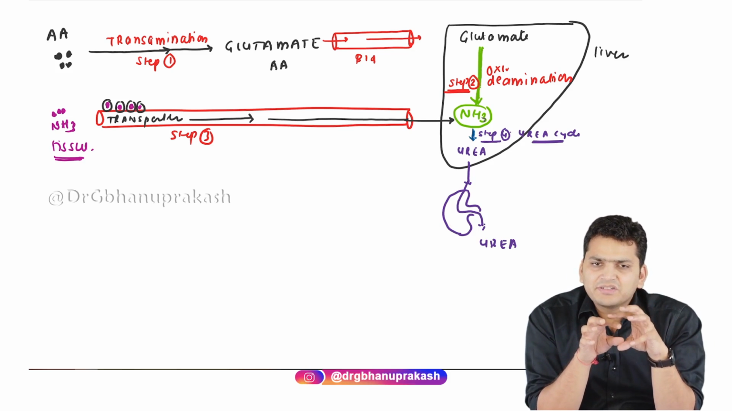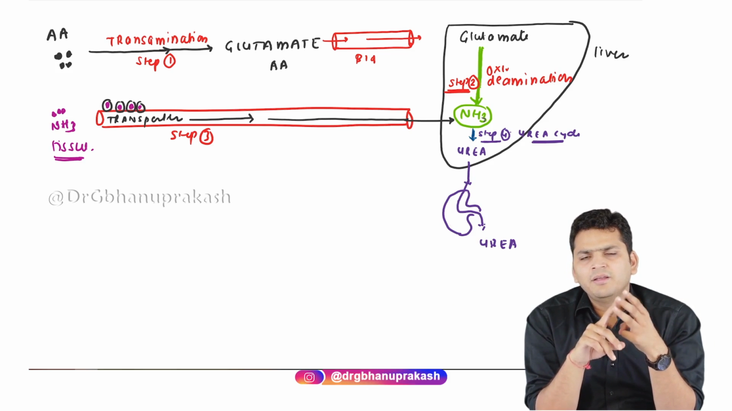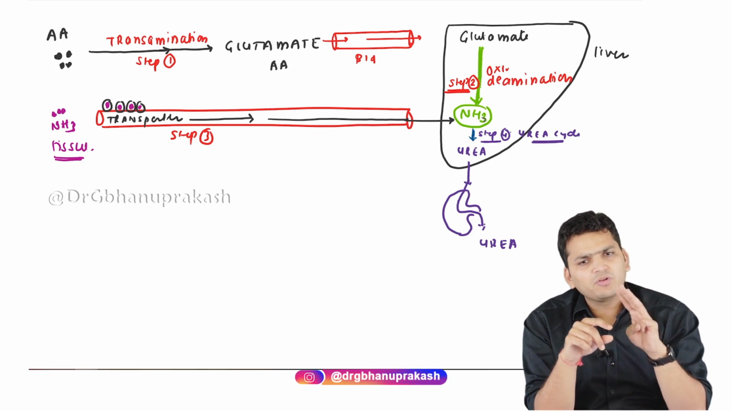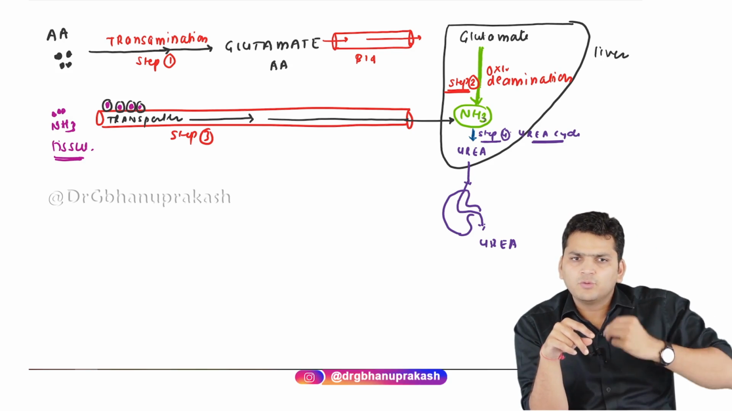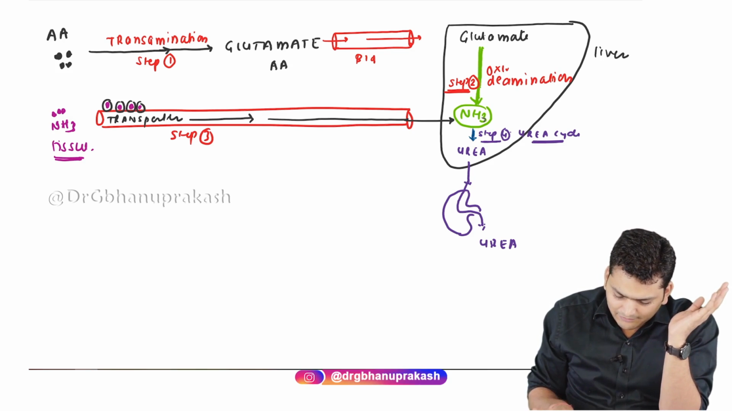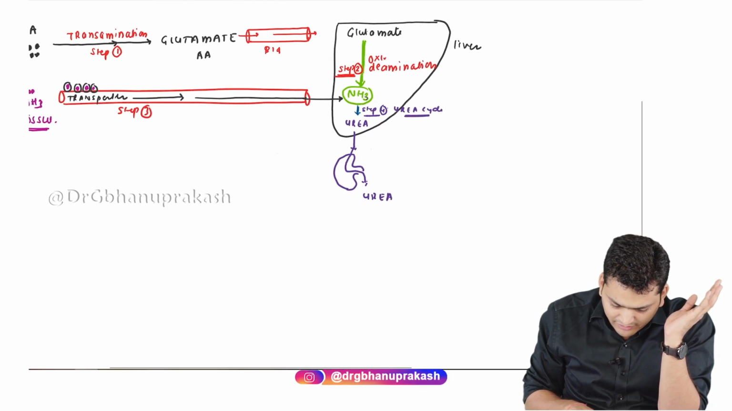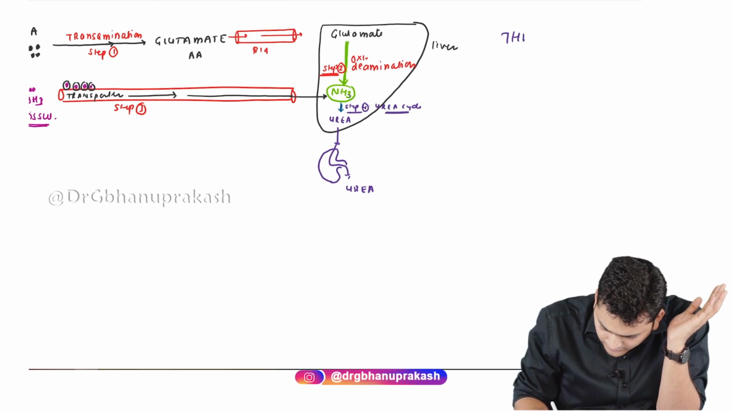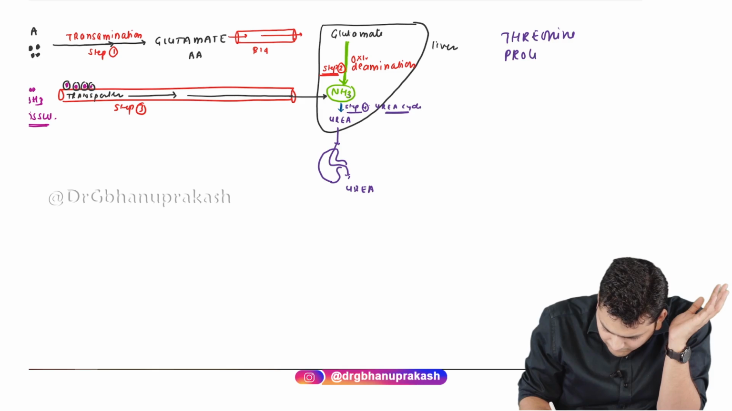So there are 3 amino acids which will not undergo transamination, which will not be converted into glutamate, because they also have the property to come to the liver and donate the ammonia, right? So I am writing that there are 3 amino acids: threonine, proline, lysine.